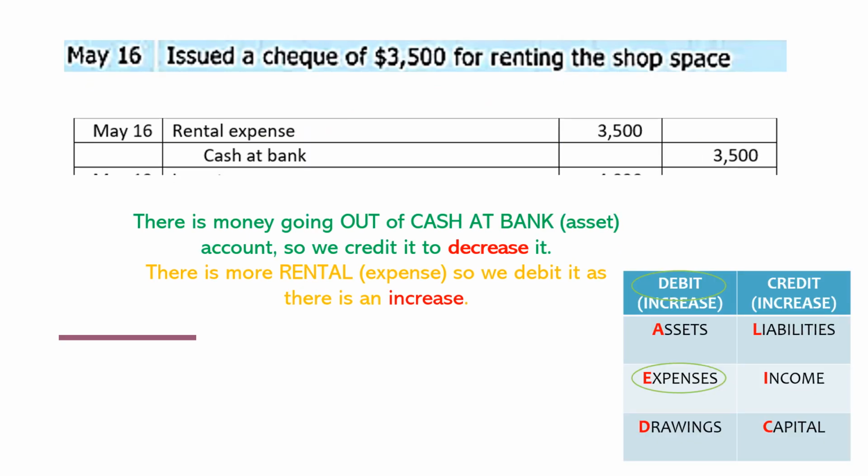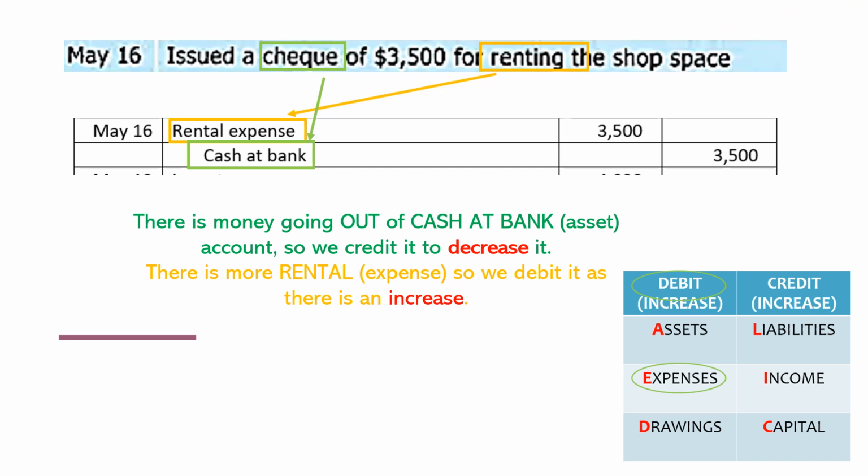All right, then the next transaction will be on the 16th of May, where we issued a check of 3,500 for renting the shop space. So the two keywords here would be check and renting. So down here, check is quite straightforward. It will be your cash at bank. Now renting, because you are paying for it, it will be a rental expense.